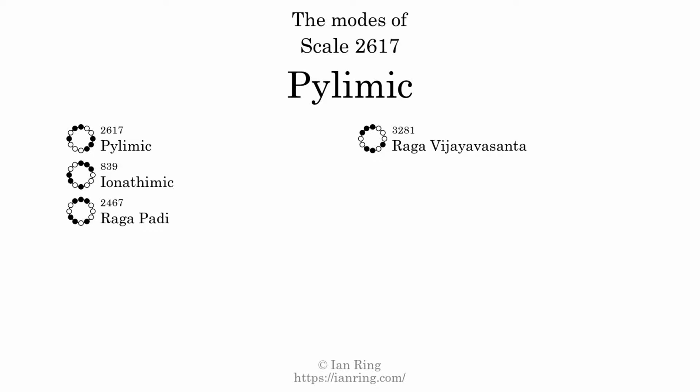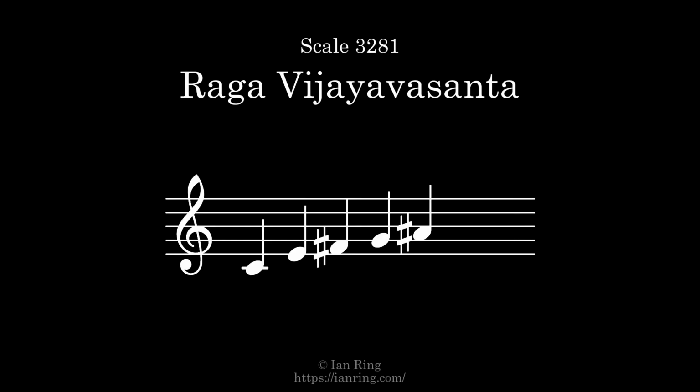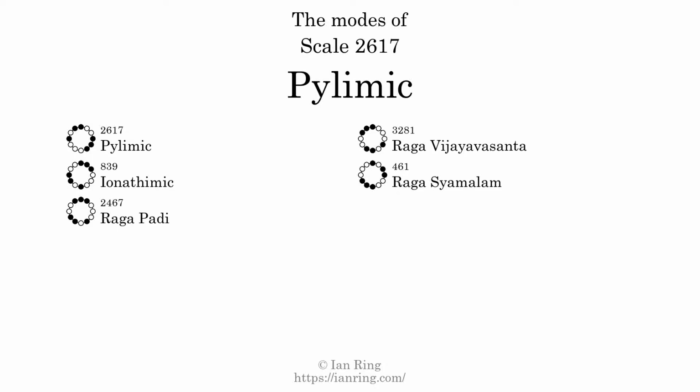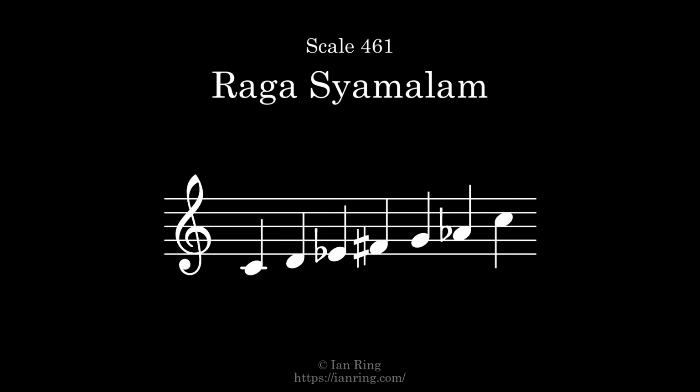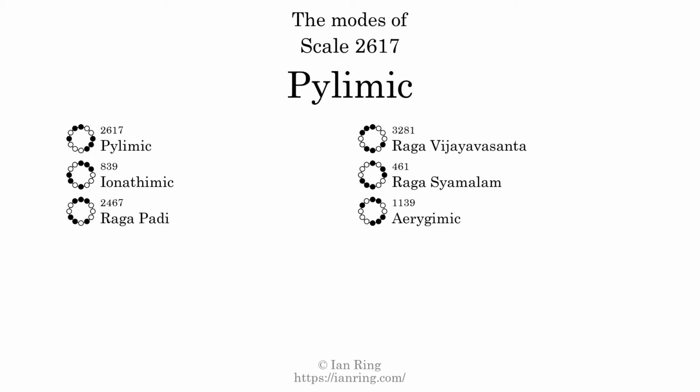The fourth mode is scale 3281, also known as Raga Vijayavasanta. It sounds like this. The fifth mode is scale 461, also known as Raga Syamalam. It sounds like this. The sixth and last mode is scale 1139, also known as erogimic. It sounds like this.